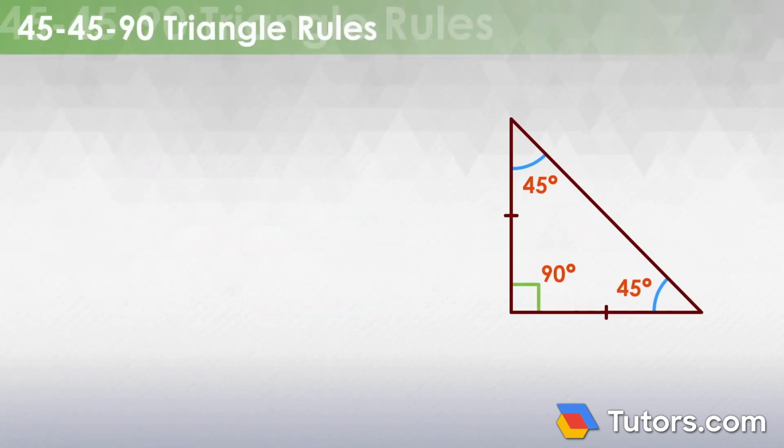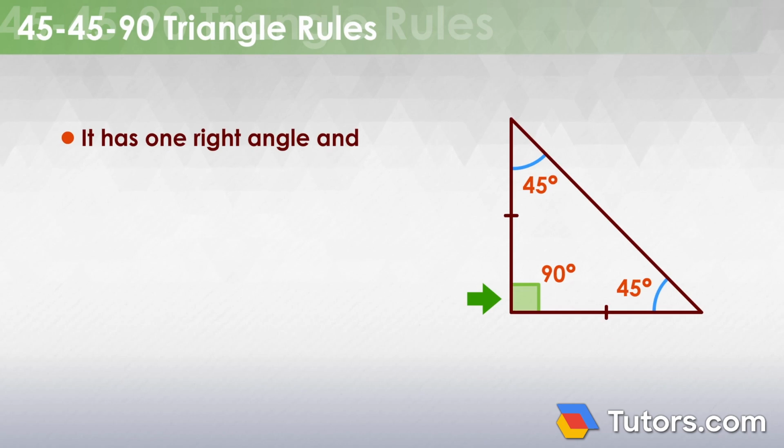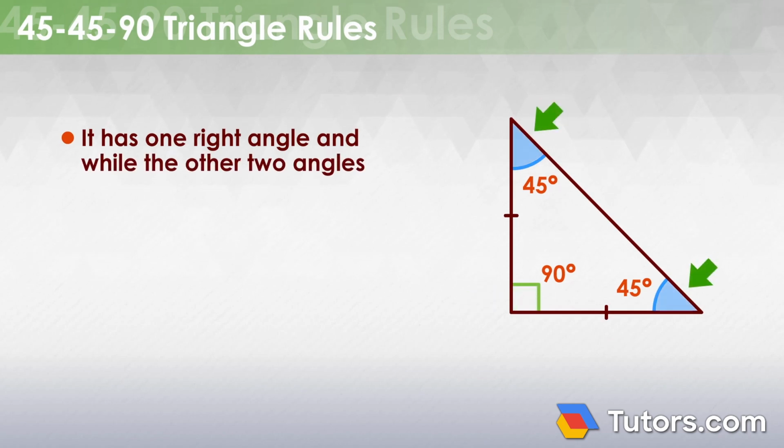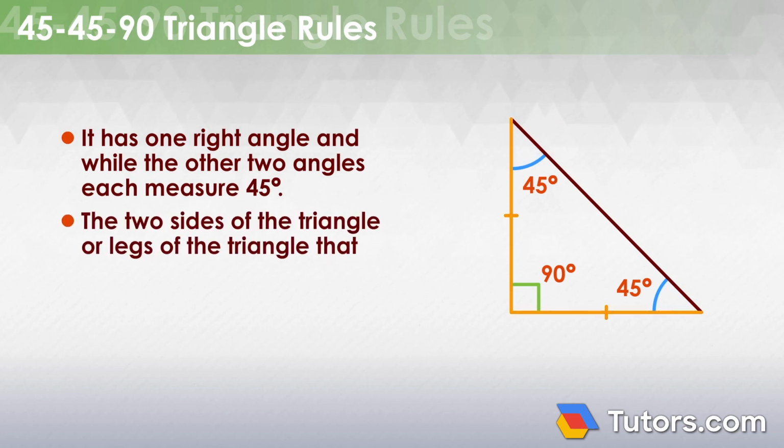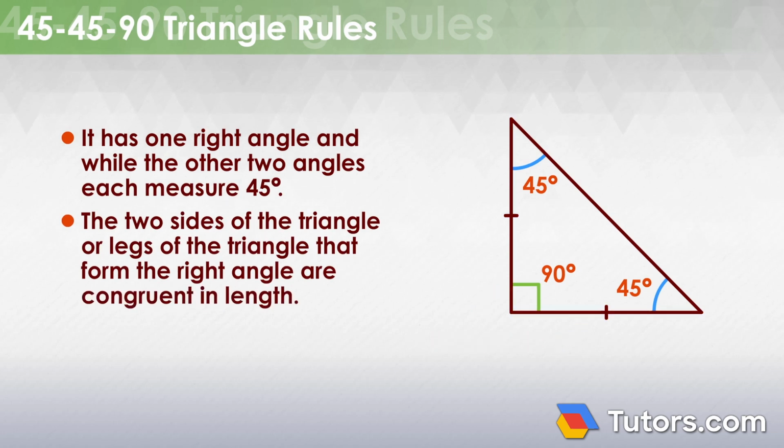The main rule of 45, 45, 90 triangles is that it has one right angle, while the other two angles each measure 45 degrees. Another rule is that the two sides of the triangle, or legs of the triangle, that form the right angle are congruent in length. Knowing these basic rules makes it easy to construct a 45, 45, 90 triangle.